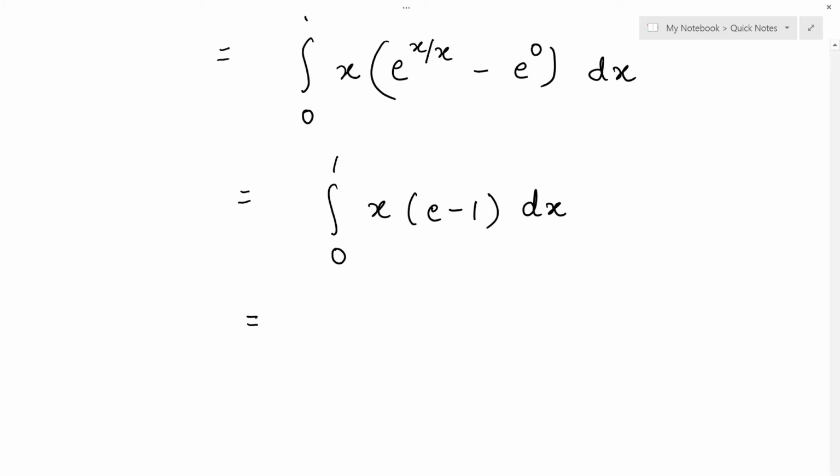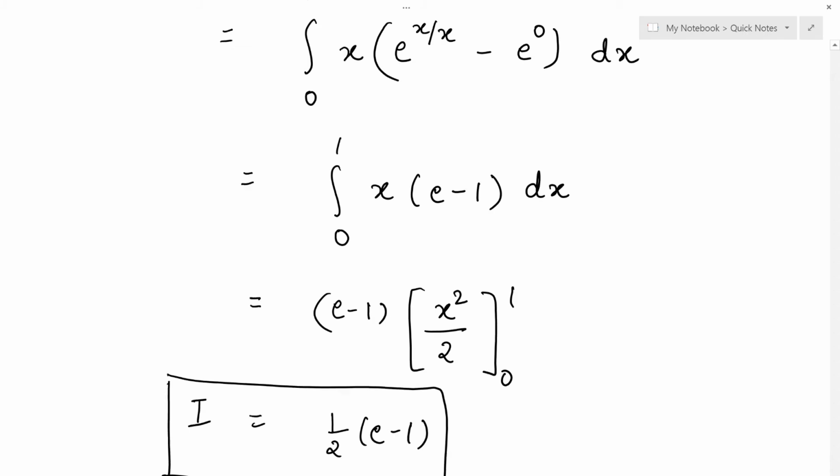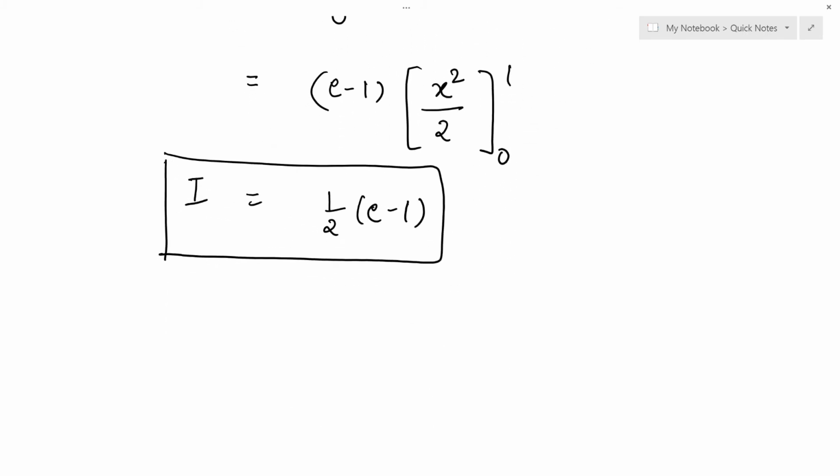E minus 1 is a constant that will come outside the integration. X integration is x square by 2, right? And the limits are 0 to 1. So my final answer that I get is 1 by 2 e minus 1. This is the final answer for integration. Okay. I hope the sum is clear.